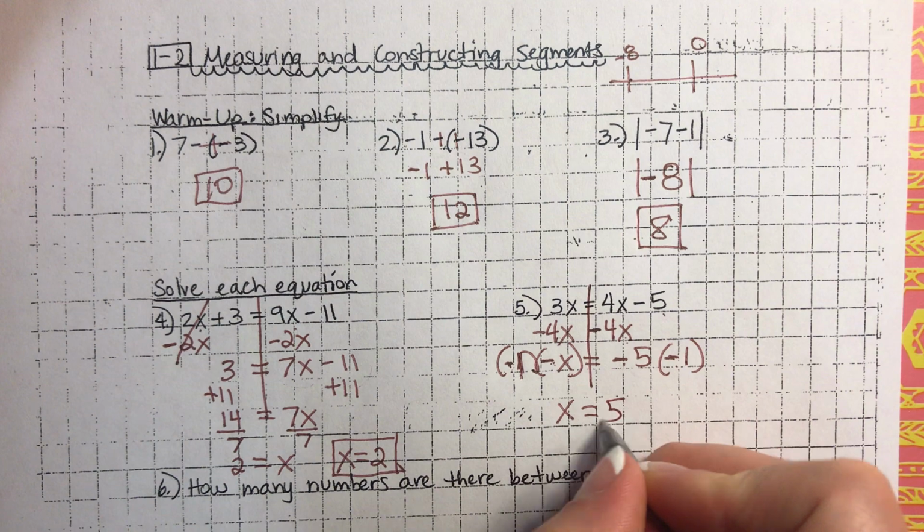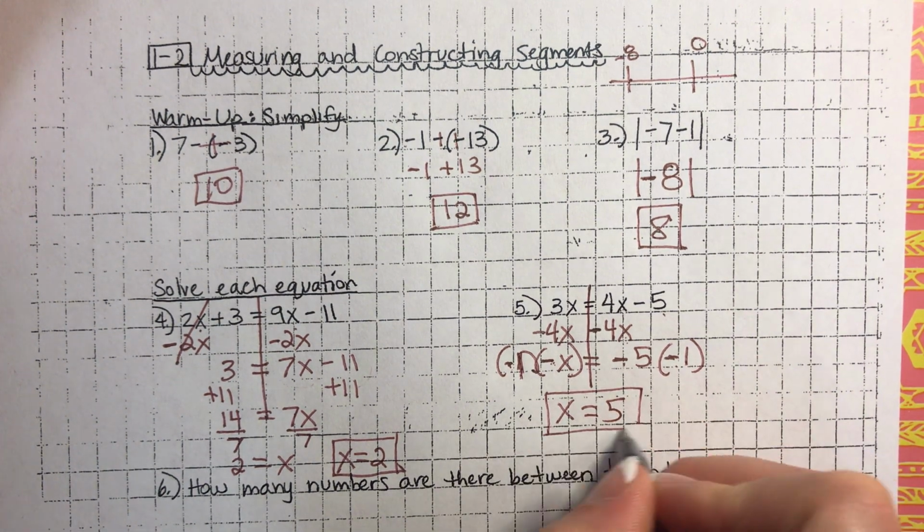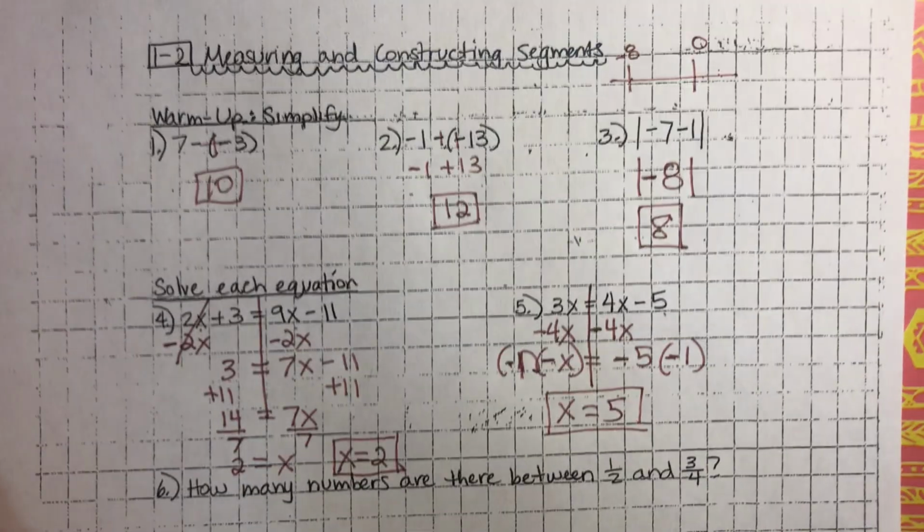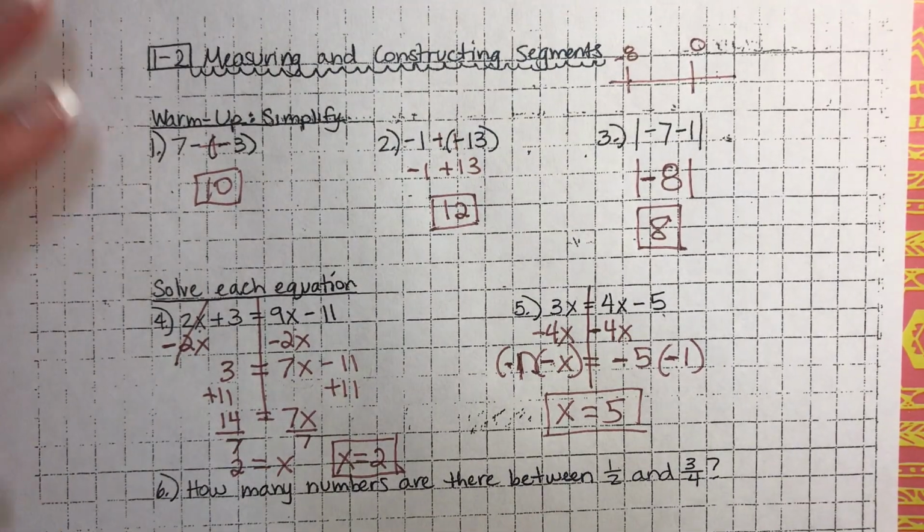Then over here I have a negative times a negative, which is a positive. 5 times 1 is 5. And the x is over there on the left side, which is wonderful. So we don't have to do that symmetric property of equality. And we're good.